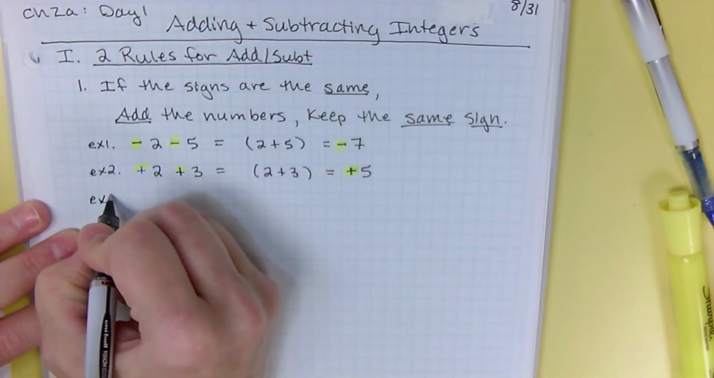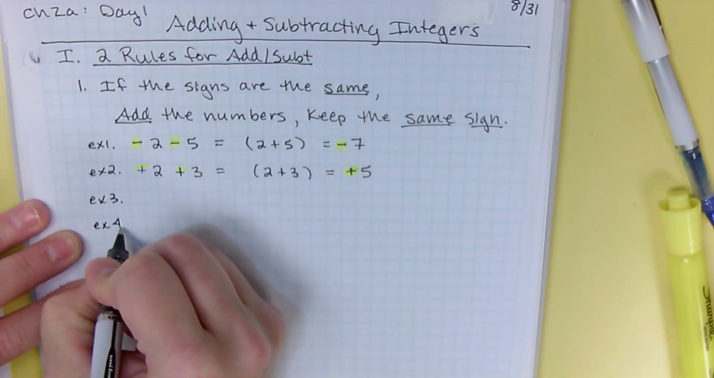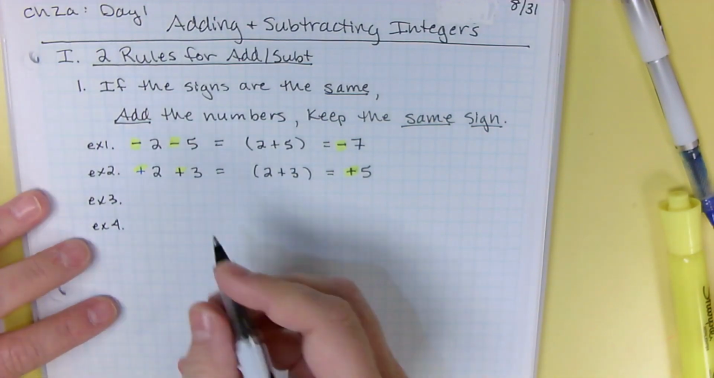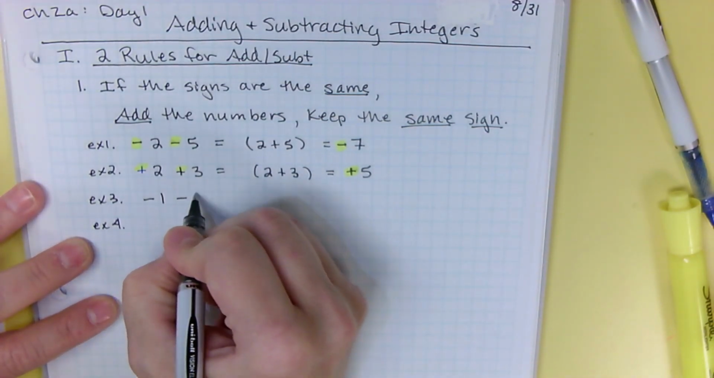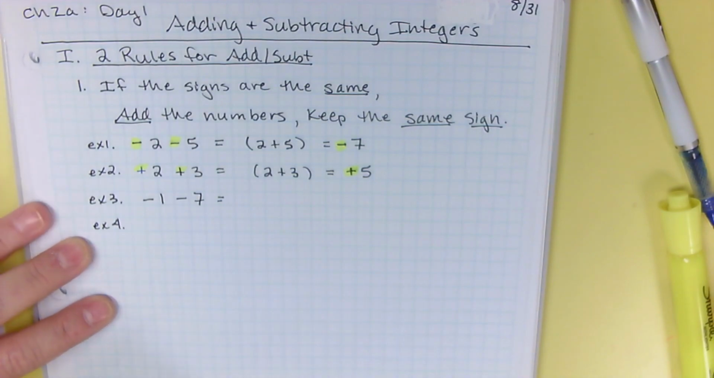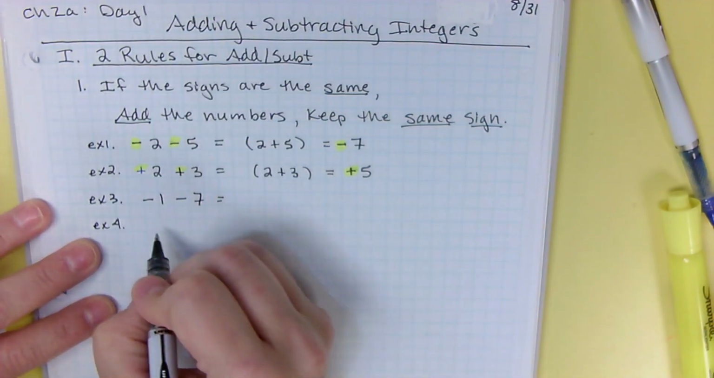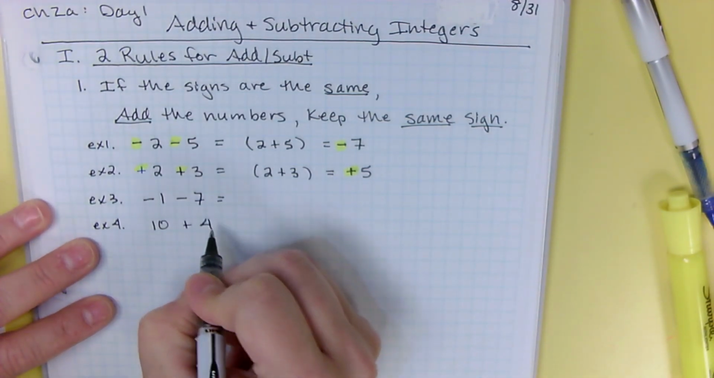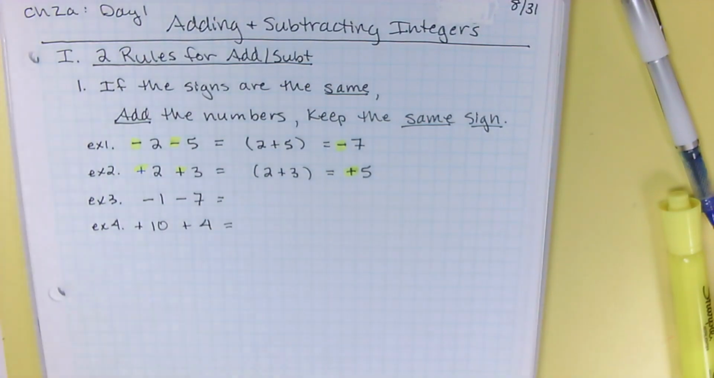Okay, so I'm going to give you example 3 and example 4, and I want you to use the rule to get the answer. Example 3 is -1 minus 7, and example 4 is 10 plus 4. Go ahead and do those on your notes. If you're afraid you're going to be wrong, use a pencil, and then you can erase it if it's incorrect. Go ahead. Use your rule.